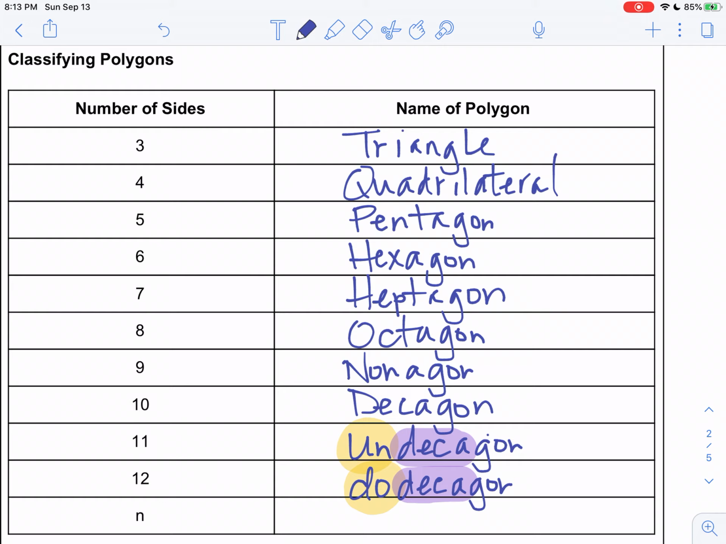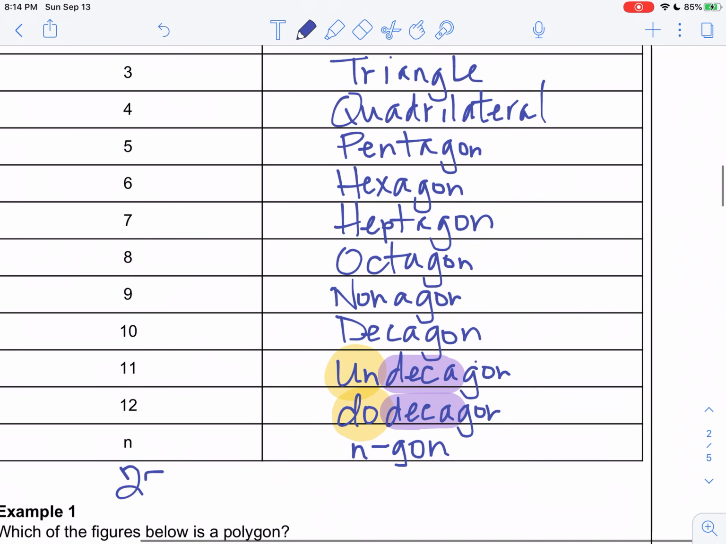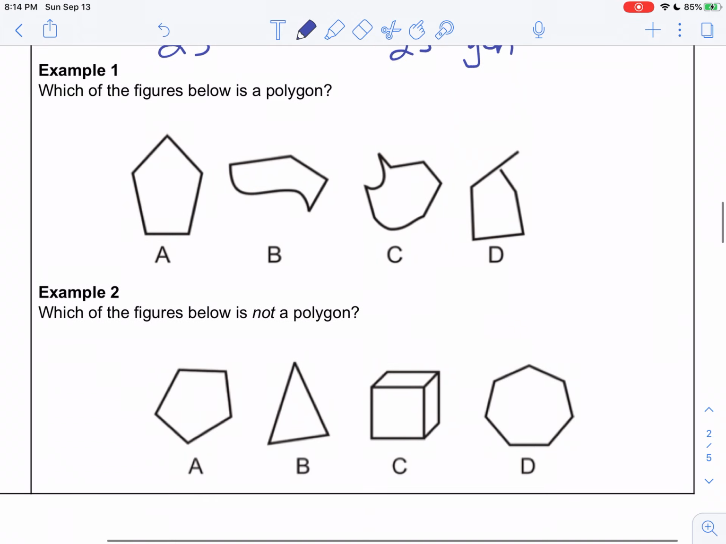There's lots of other figure names beyond this, but for this class we're not going to be super worried about it. So we might talk about an n-sided figure called an n-gon. So for example, if I have a figure that has 25 sides, rather than worrying about the specific name, I'm going to call it a 25-gon.